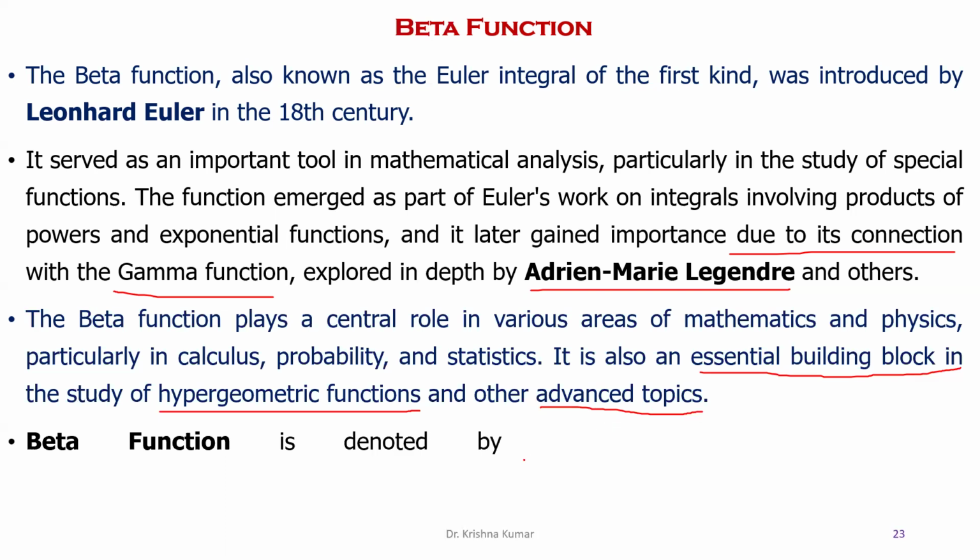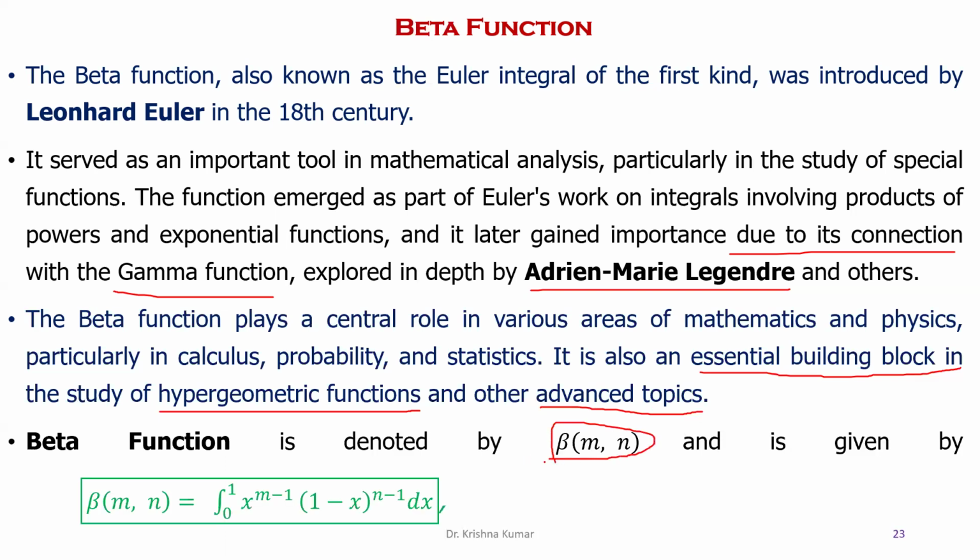The beta function is denoted by beta of m, n and is given by beta of m, n equal to the integration of x to the power m minus 1 into (1 minus x) whole to the power n minus 1, under the limit 0 to 1 with respect to x, where m and n are any positive numbers.